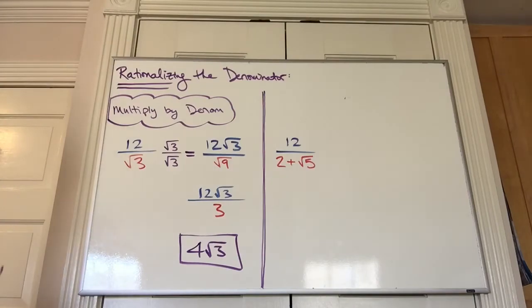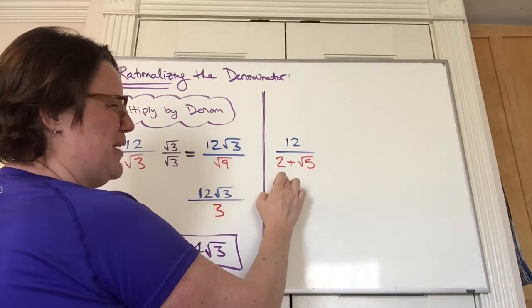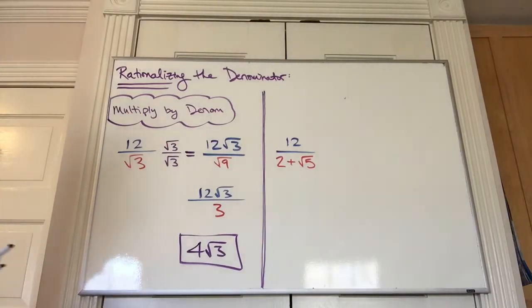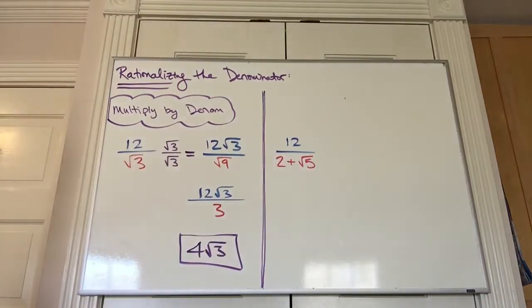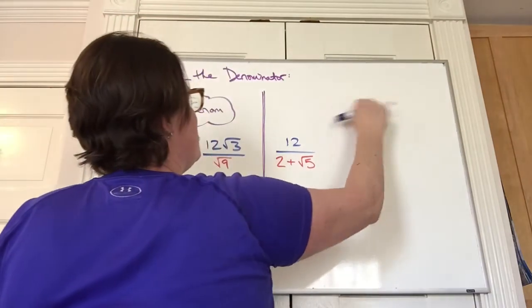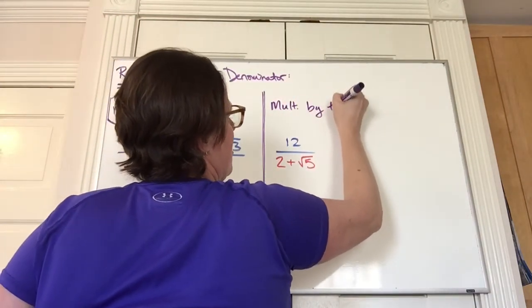Additionally, if I tried to just multiply by root 5 over root 5, I'd get 12 root 5 on the top, and then I'd have to distribute on the bottom. I'd have like 2 root 5 plus 5. I'd still have a really messy problem. So the issue is, if you have an addition or subtraction problem in the bottom, if your root is not by itself, instead of multiplying the denominator by itself, we have a neat trick, which is that we multiply by the conjugate of the denominator.